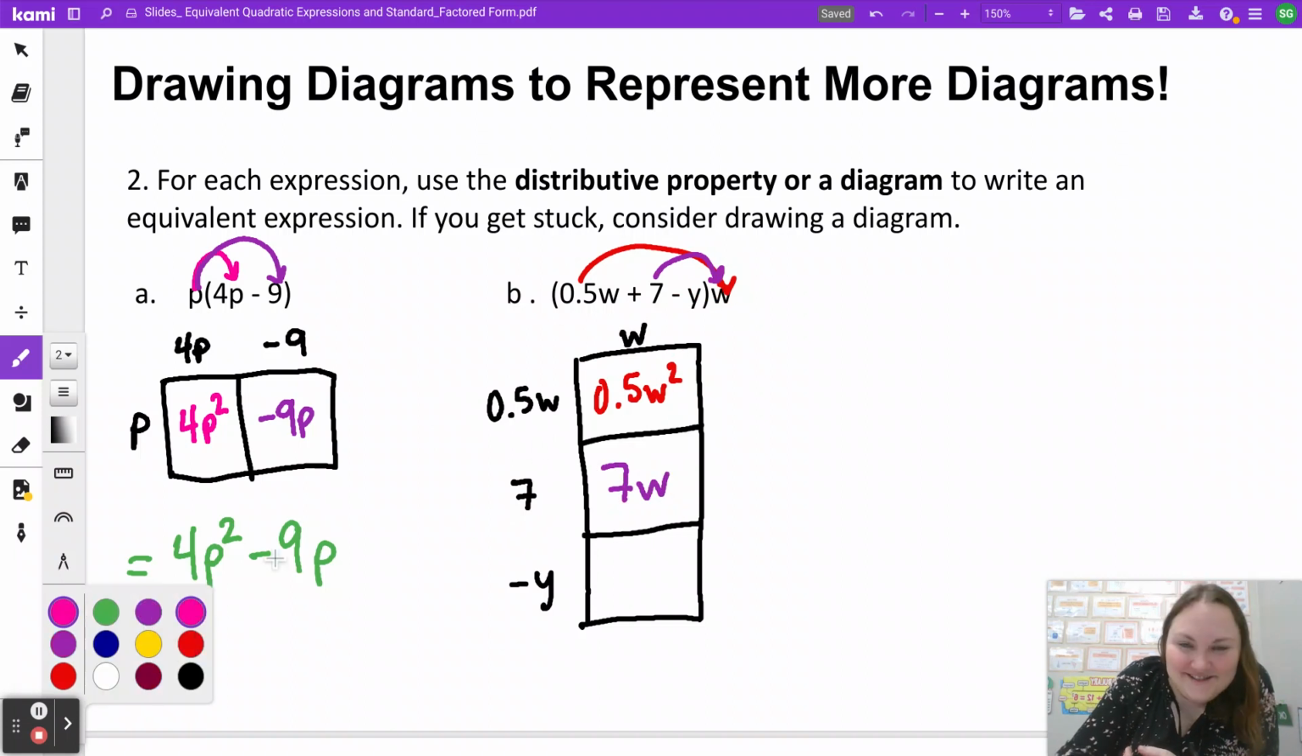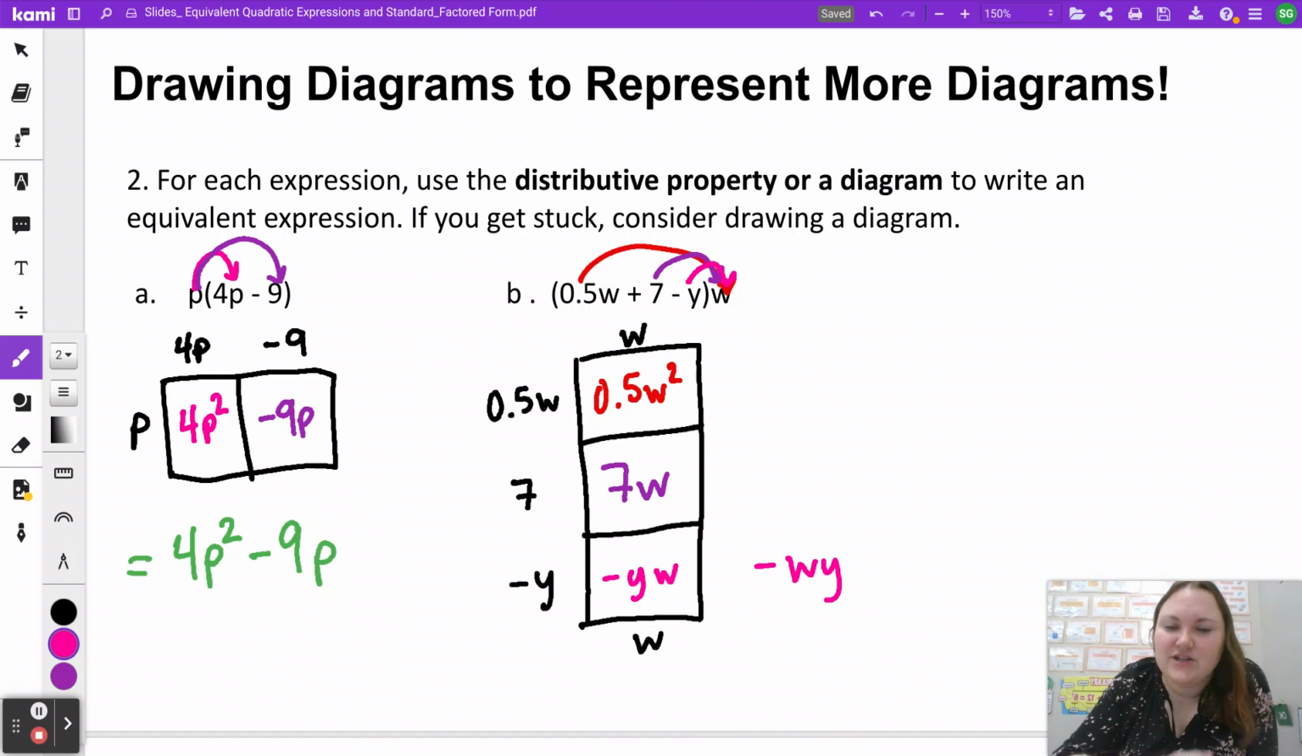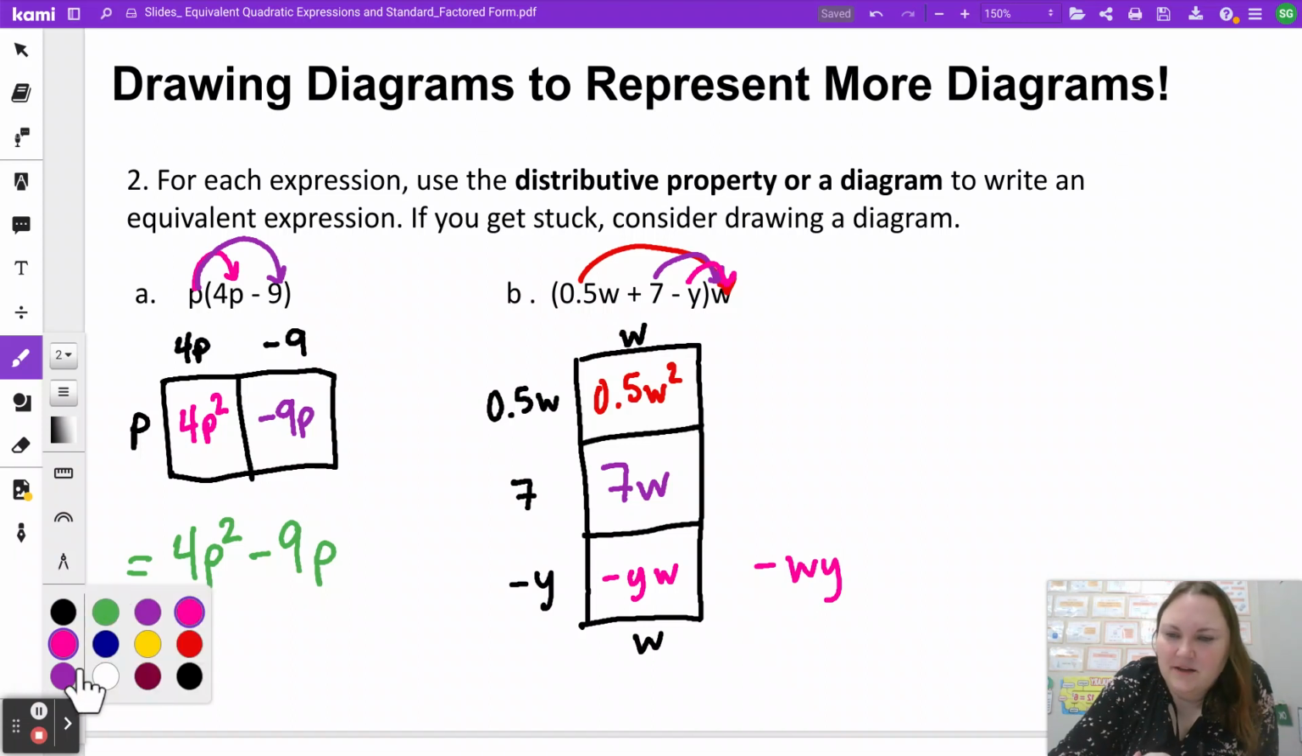And then we are also going to need negative y times w. I see negative y times w. And you can always copy your w down here too if that helps you. But negative y times w is negative yw. You can write negative yw. You can write negative wy. Those are the same thing. When you're multiplying two variables together, the order of those two variables can change, and it doesn't change the meaning.